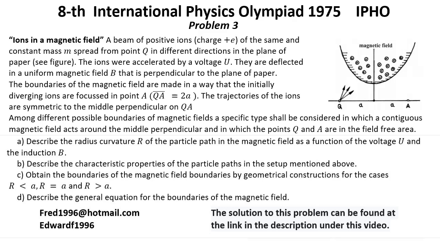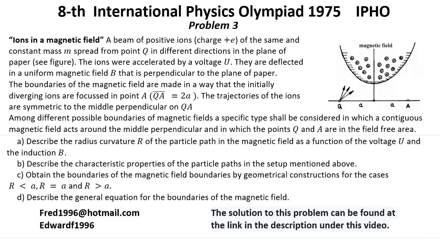IPHO 1975. Problem number 3. Ions in a magnetic field. A beam of positive ions, charge positive e, of the same and constant mass m, spread from point Q in different directions in the plane of paper. See figure. The ions were accelerated by a voltage U.